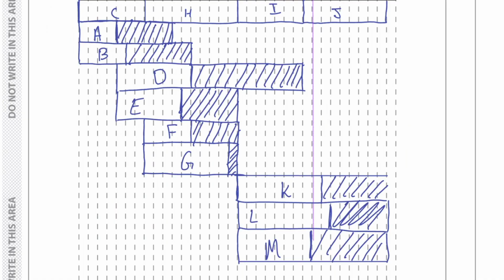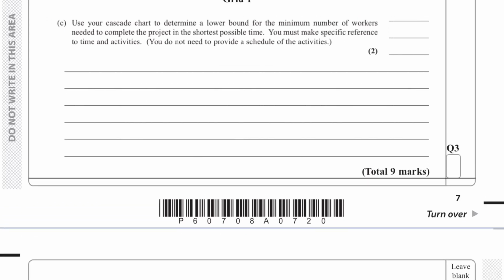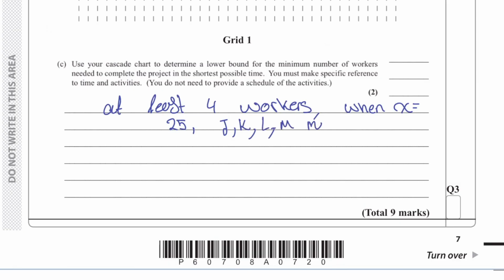So we need at least 4 workers when X equals 25. J, K, L, M must happen.